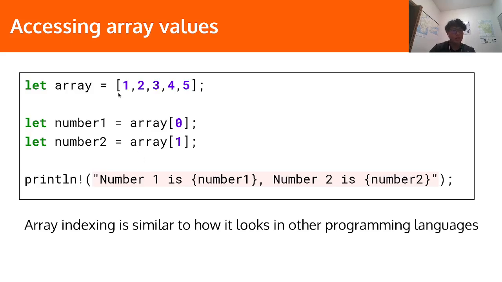Accessing array values is very straightforward. It's almost exactly the same as the common languages you know, like C and C++. To get the first element, I index 0, for the second element I index 1, and you index the value like that. If I print number 1 and number 2, this will come out to number 1 is 1 and number 2 is 2. So basically it's the same as other languages. Do note that if you try to use an index that is out of bounds, it will panic. I will show an example of this in the code demo after this.